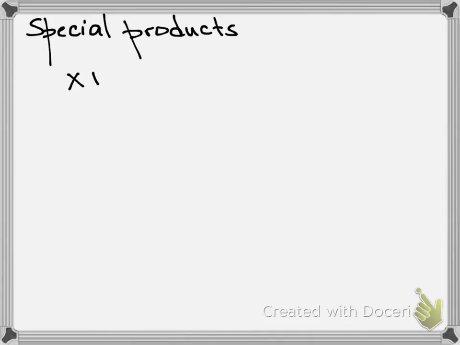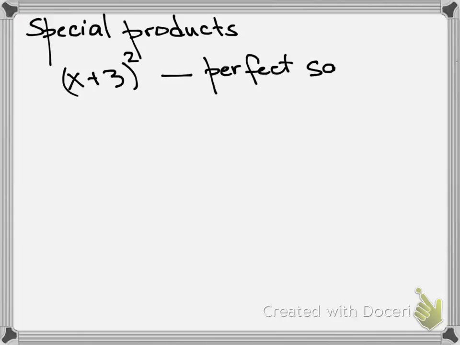consider the special product (x + 3)^2, that is a perfect square, and another which is (3x + y)^2. We know what this means. We're going to look at them a little bit closer.